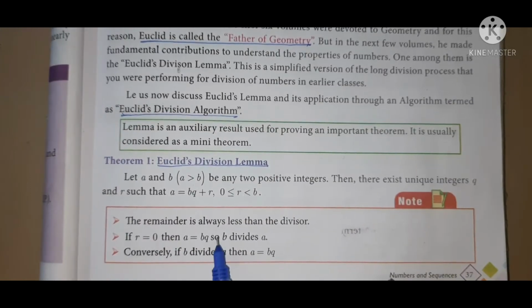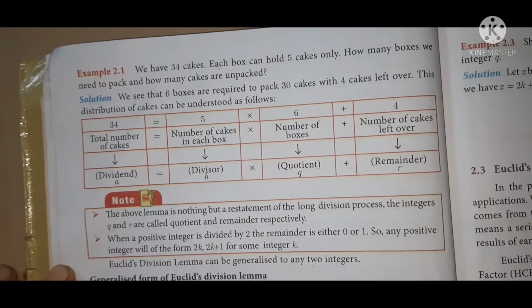The remainder is always less than the divisor. If r is equal to 0, then a, that is the dividend, is equal to b into q, divisor into quotient. So, b divides a. Conversely, if b divides a, then a is equal to bq.